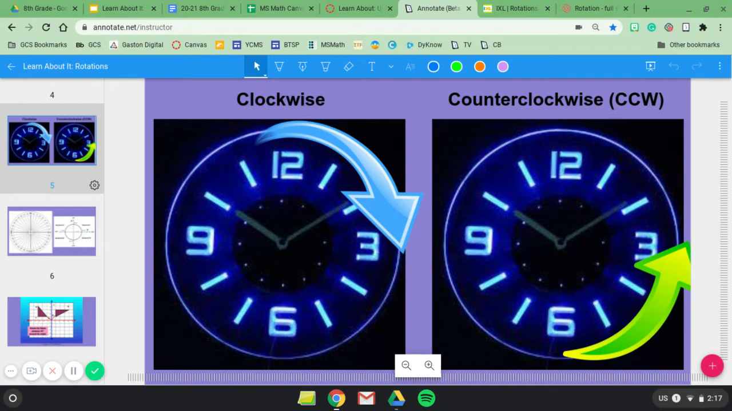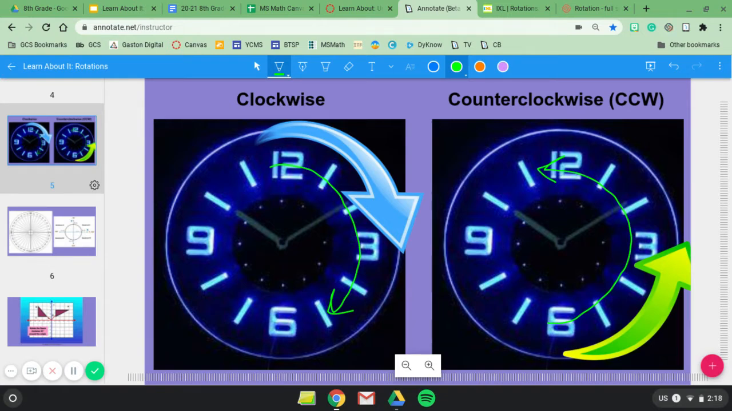When we're talking about directions or ways to rotate a figure, you have two different directions you can go in. Clockwise, which is to the right, or the way the numbers go in order on a clock, or counterclockwise, which is to the left, or the opposite of the order of numbers on a clock. So you will be told to go clockwise or counterclockwise, talking about which way to rotate your figure.